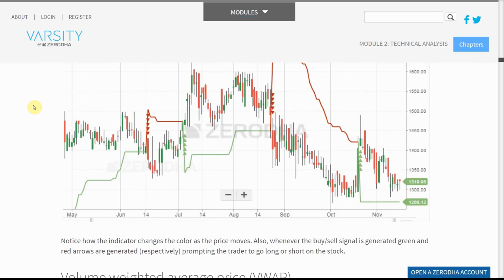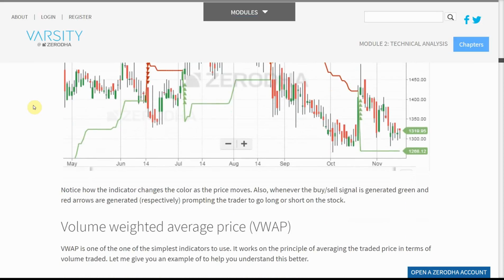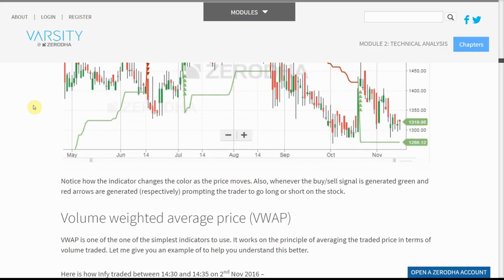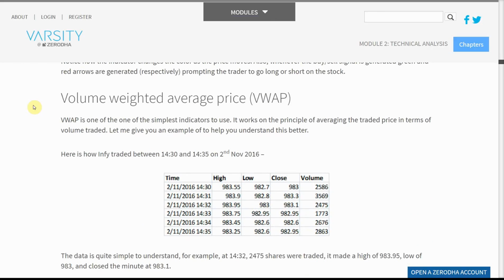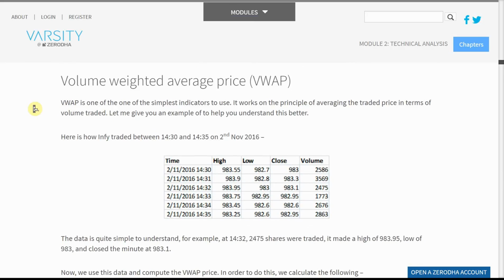Volume Weighted Average Price, VWAP. VWAP is one of the simplest indicators to use. It works on the principle of averaging the traded price in terms of volume traded. Let me give you an example to help you understand this better. Here is how NFI traded between 14:30 and 14:35 on the 2nd of November 2016.